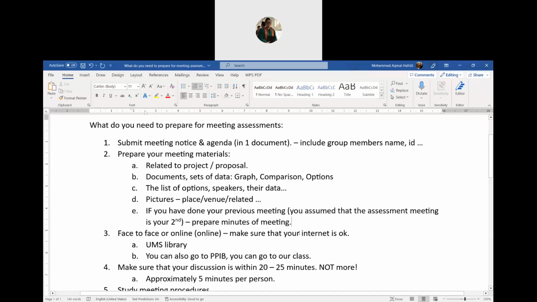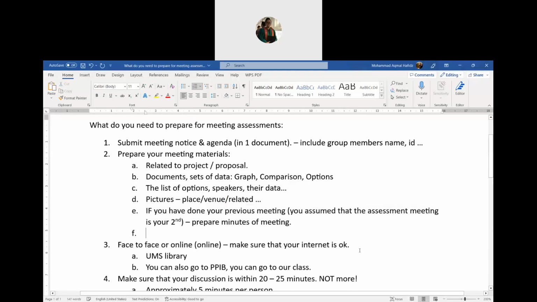Okay, so if you have done or assume that the assessment is your second meeting, so you have to prepare previous minutes of meeting. The example can be, you can follow the examples from the slides or the book. Okay, so you include everything like what I've mentioned before during the consultation. But if it's not your second meeting, and if it's your first meeting, then no need minutes of previous meeting.